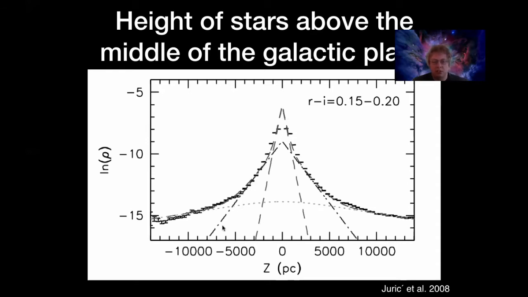So we have a second component of our disk. We have a really thin one that has a lot of stars very close together, and then we have a thicker one that's a little bit more diffuse, a little bit more spread out, but lets the stars go a little bit higher, so we can actually separate them out in that way.